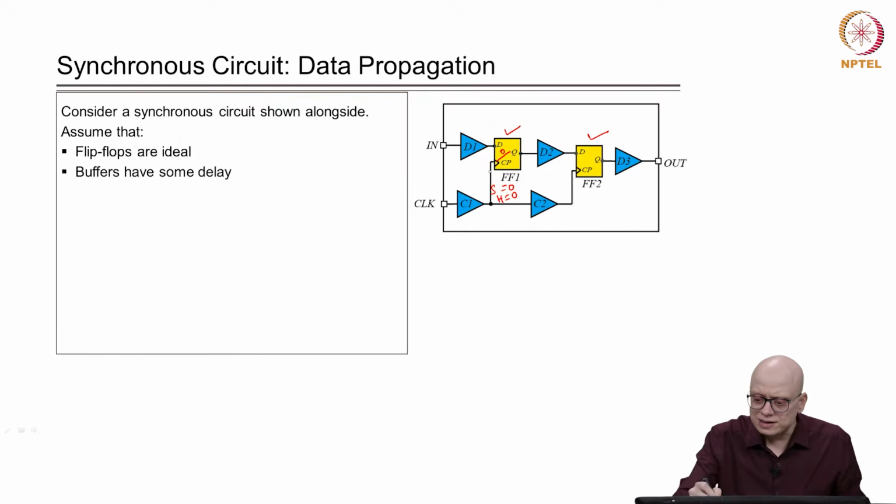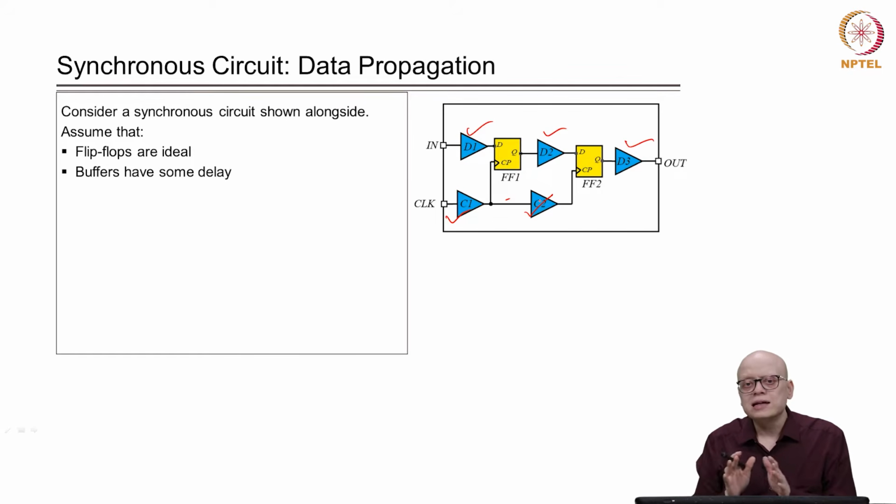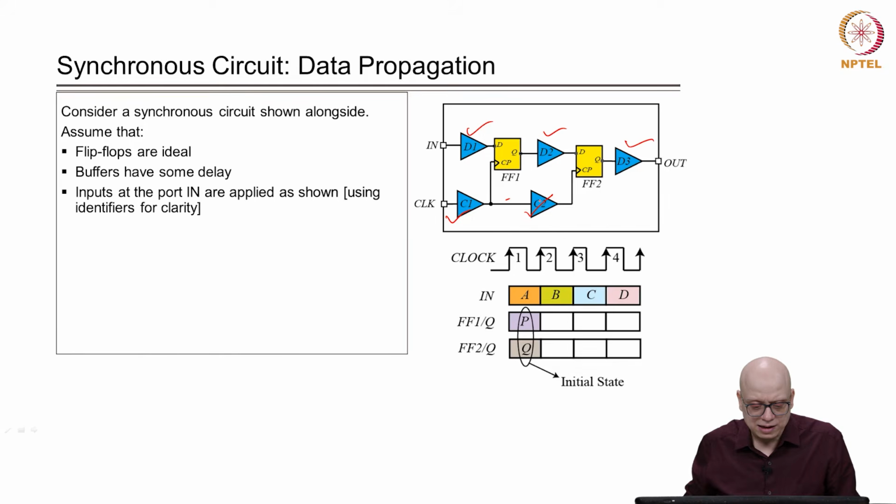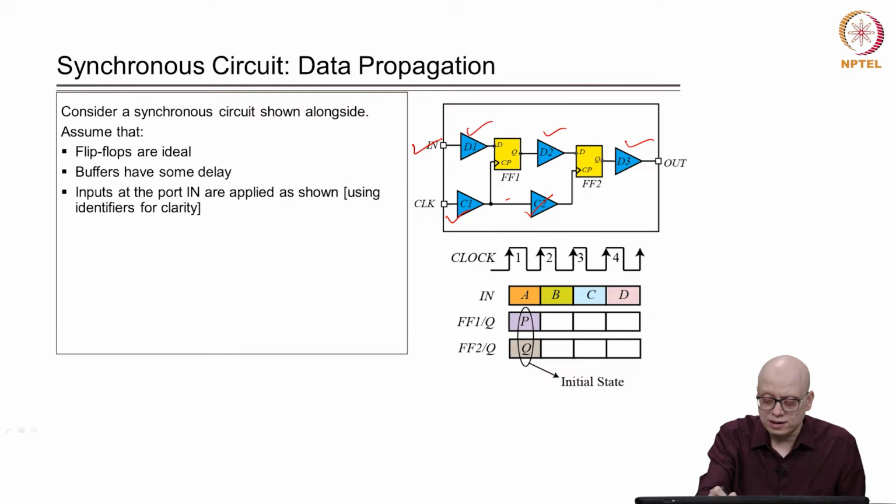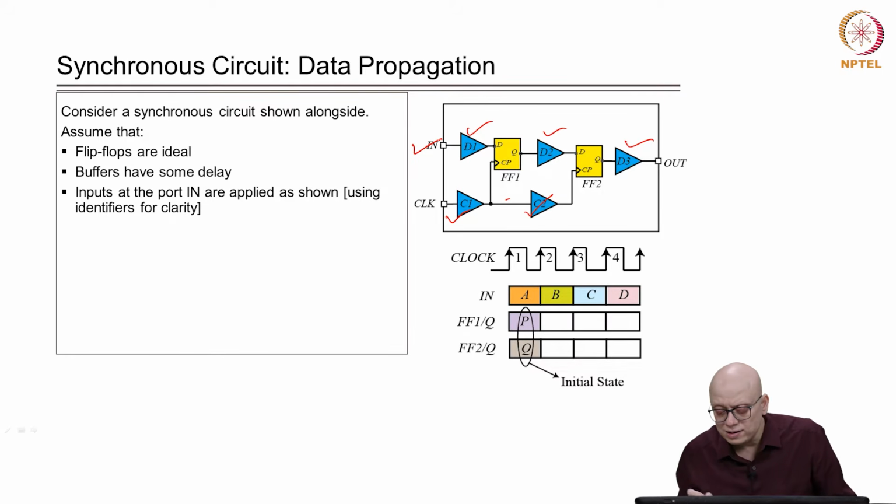And then there are buffers in our circuit. There are buffers on the data path D1, D2, D3 and there are 2 buffers on the clock path, C1 and C2. These buffers have some delay, right. For simplicity we have just taken a buffer. These buffers can have delays, and suppose we apply input at the port in. What are the inputs? The input in the first clock cycle is A, in the second clock cycle is B, then in the third C, and in the fourth we have D, right.